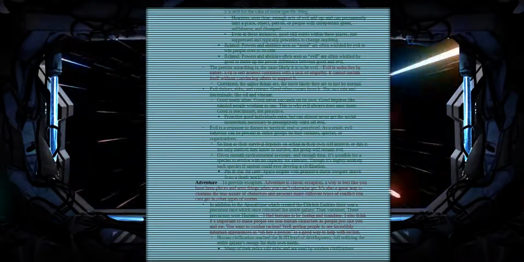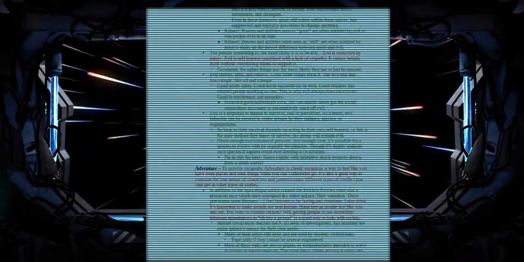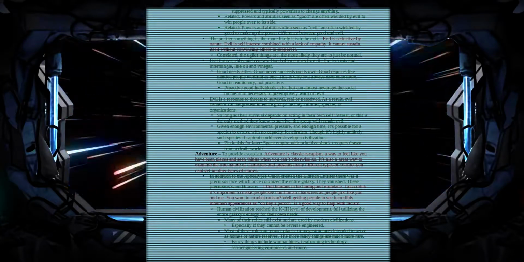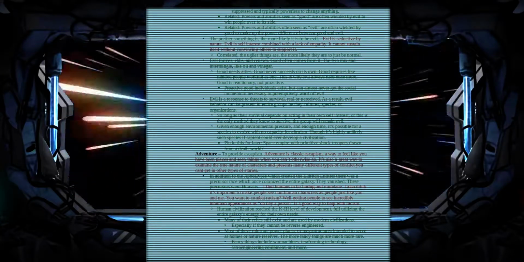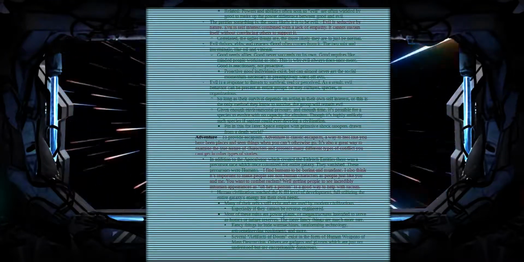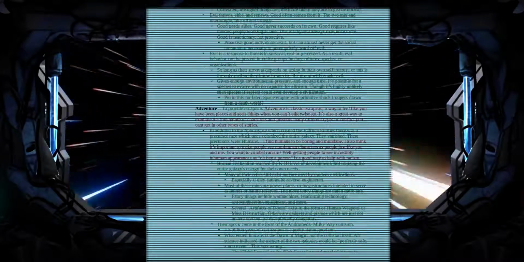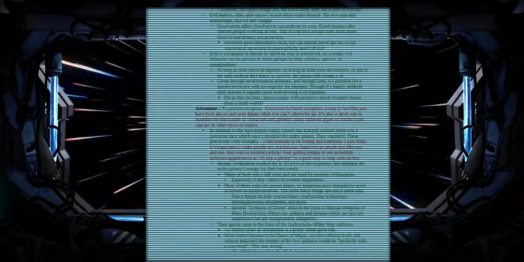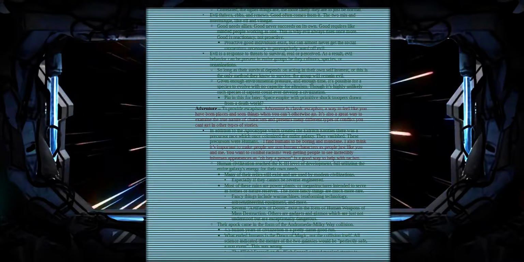Evil, on the other hand, is a response to threats to survival, be they real or perceived. And as a result, evil behavior can be present in entire groups, be they cultures, species, or organizations. So long as that group's survival depends on acting in their own self-interest, or this is the only method they know to survive, the group will remain evil.